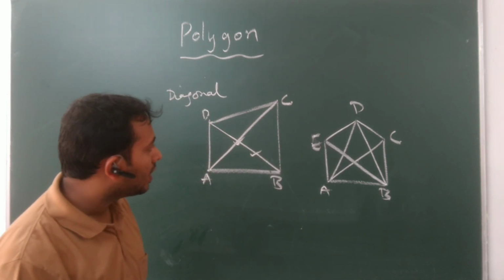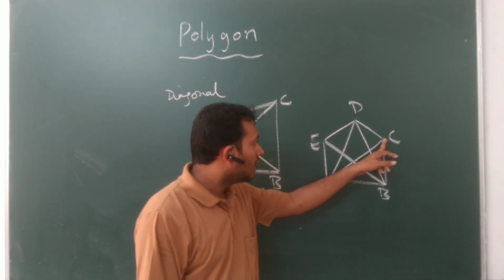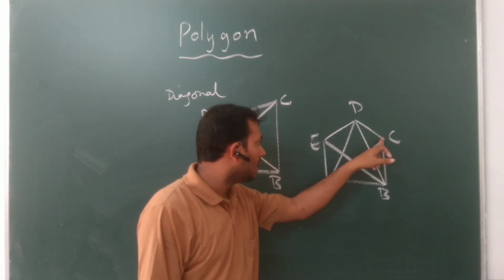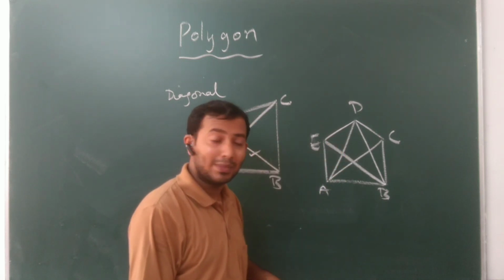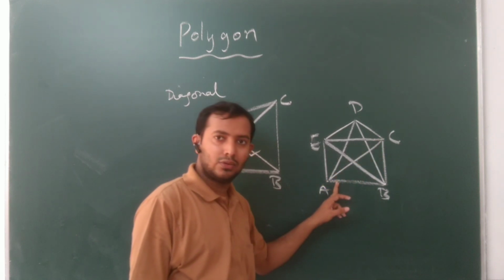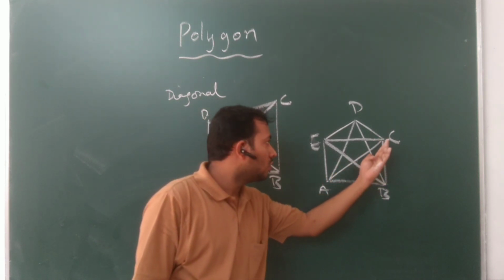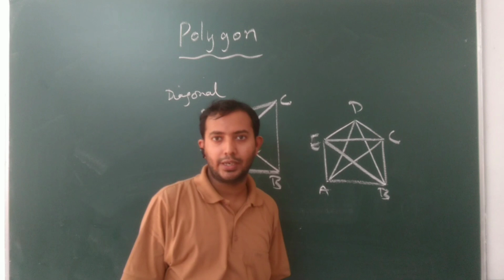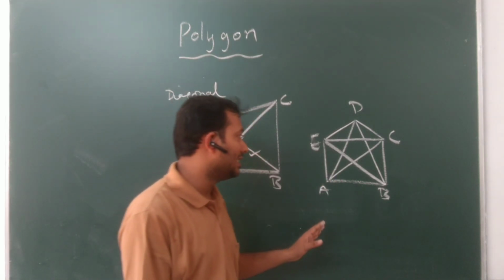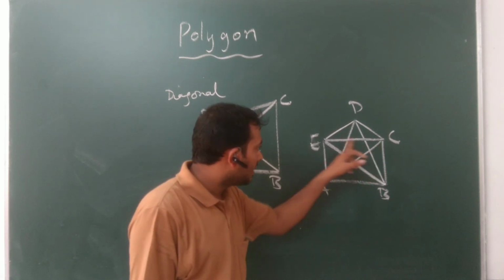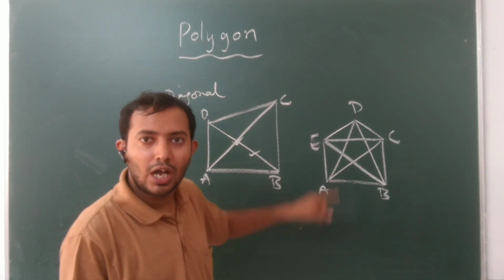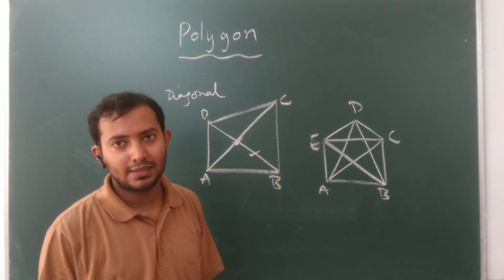Is there any more? Yes, if you go for C, adjacent to C is what? B and D. A is not adjacent and E is not adjacent. That means we are going to join these. We have already joined AC. So AC you say or CA you say, both are the same. Any one of them you can read, AC or CA. And look here, we have not joined that one, so CE we have joined. Now can you guess how many diagonals there are in a pentagon?